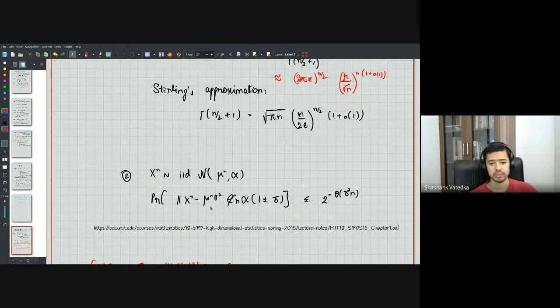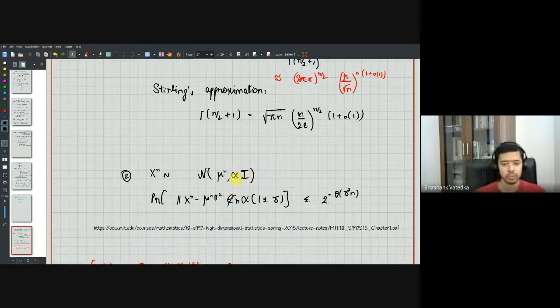The second tool is something similar to the Chernoff bound. It says that if you generate xn drawn according to a Gaussian, not exactly IID perhaps, where the mean is some vector mu n and the covariance matrix is alpha times the identity, so all the components have the same variance, then the probability that the squared distance between xn and mu n is not close to alpha vanishes exponentially in n.